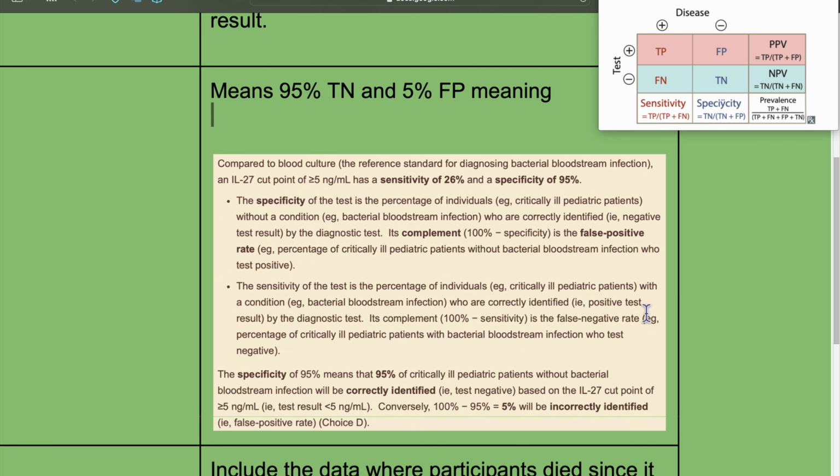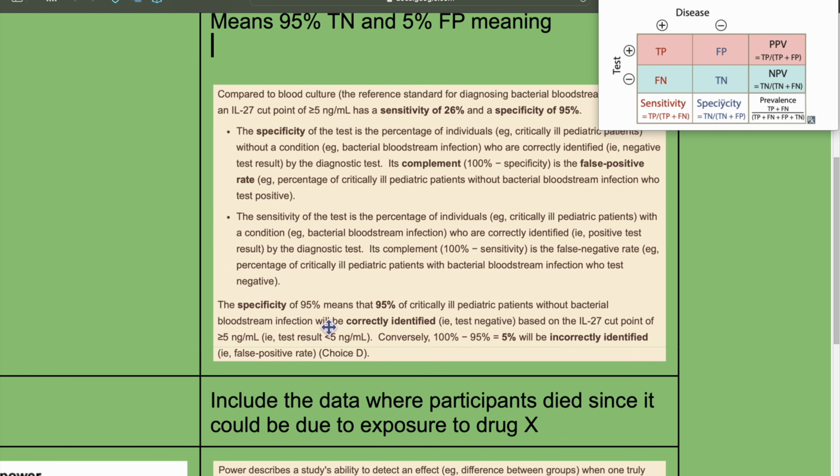With the condition bacterial bloodstream infection who are correctly identified, that is a positive test result by the diagnostic test. Its complement, 100% minus sensitivity, is the false negative rate. For example, the percentage of critically ill pediatric patients with a bacterial bloodstream infection who tested negative.